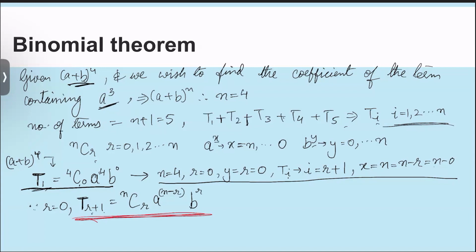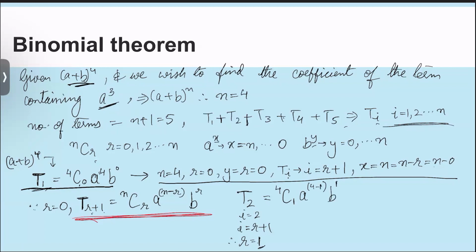So if you want to write, say, T2, you know that i is equal to 2 and i is also equal to r + 1. Therefore, what is your r? r is equal to 2 minus 1, so this is 1. So your T2 will actually be nCr, where n is 4 and r is 1, a raised to n minus r, so n minus r is 4 minus 1 for the second term, and b raised to r.